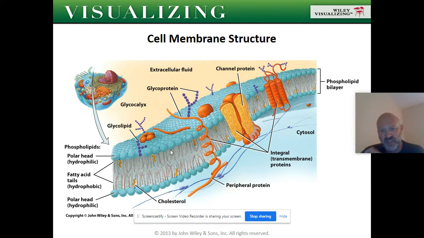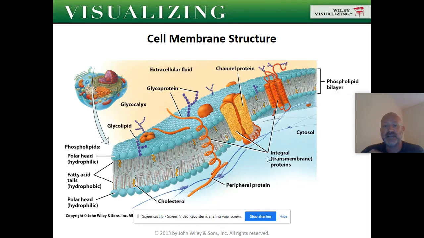So here we see the phospholipid bilayer, the phosphate head, the lipid tails, phosphate head, lipid tails. The tails face each other. The tails are hydrophobic. The heads are hydrophilic. So there'll be water on this side of the cell, and there's water on that side of the cell. This is outside the cell.